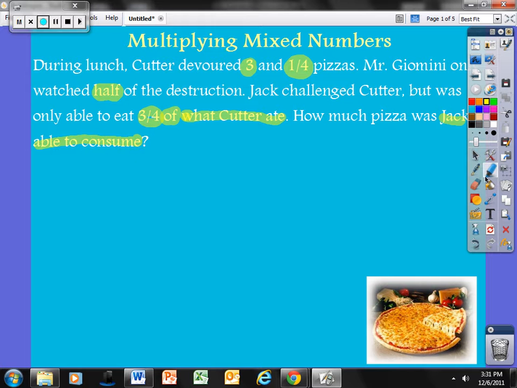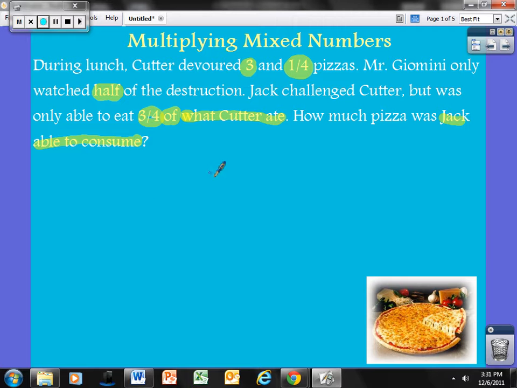Now, if I take a look at this, Cutter equals 3 1/4. Now, Jack is equal to 3/4 of what Cutter ate. So Jack equals 3/4 of what Cutter ate. Now, I want to find how much Jack ate. I know how much Cutter ate. If I go back in my problem, I have this half highlighted. Does this have anything to do with the problem? It says Mr. Jimmy only watched half. No, that has nothing to do with figuring out how much Jack ate. So I just cut that off.